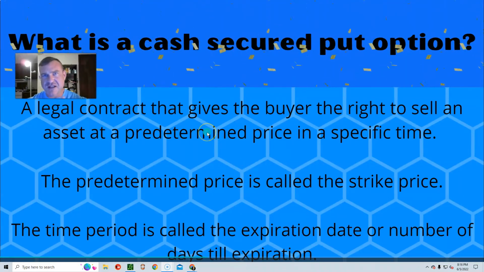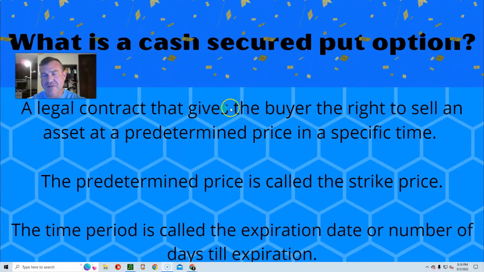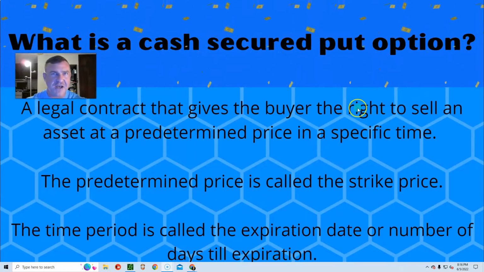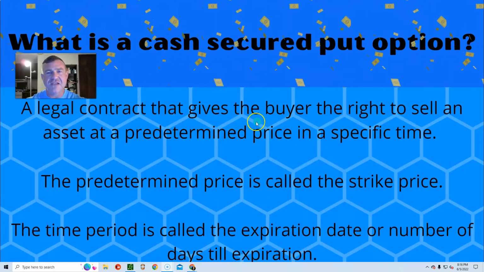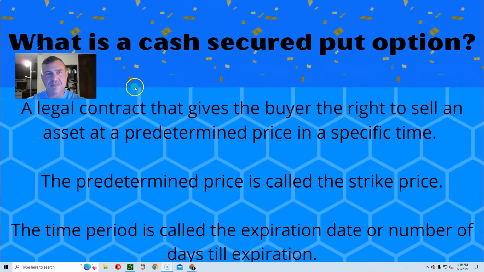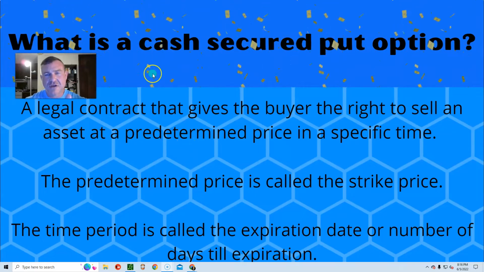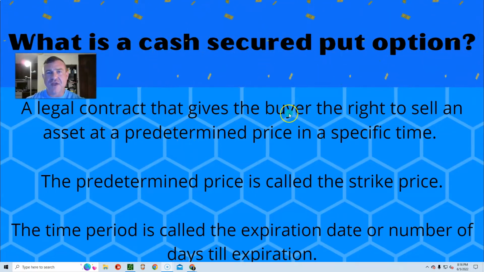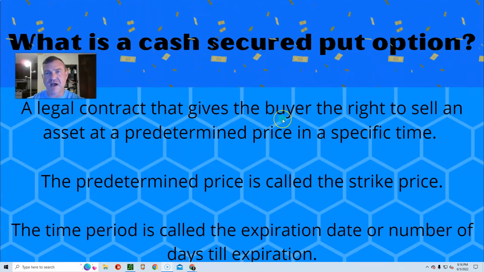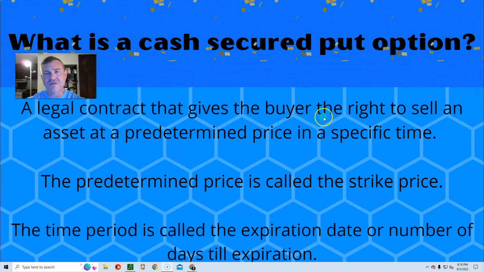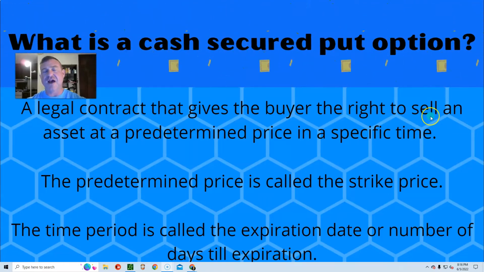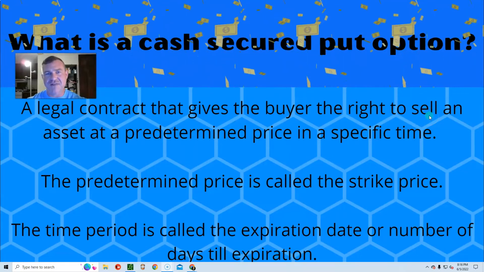Now, since we're selling this put option and the buyer has the right, that means we have the obligation. We have the obligation to buy the asset at this predetermined price. So we are on the opposite side of the transaction of the buyer. We're selling this legal contract to a buyer. The buyer has the right to sell an asset. That means that we have the obligation to buy the asset.